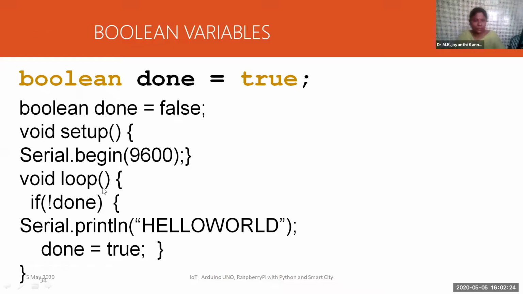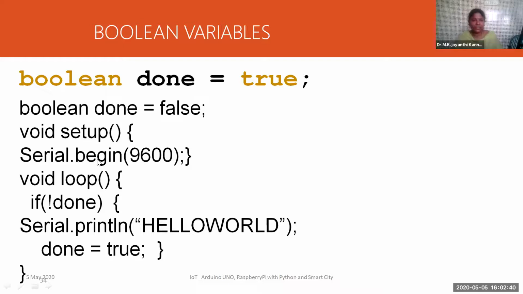So how can we make use of Boolean variables in our Arduino programming? Here we are using the keyword boolean, which means the data type is Boolean. The variable is done, and it is equal to true. So done is a variable of Boolean type, and the initial value is true. Boolean done equal to false.